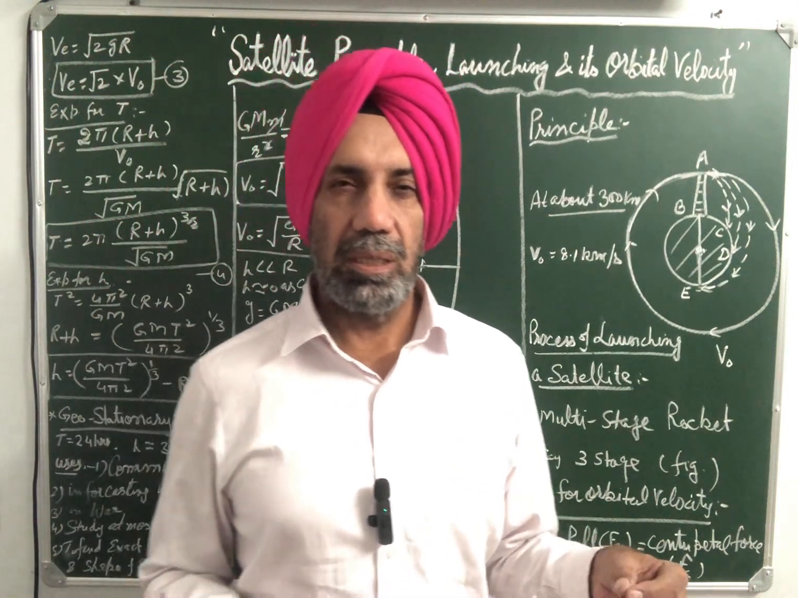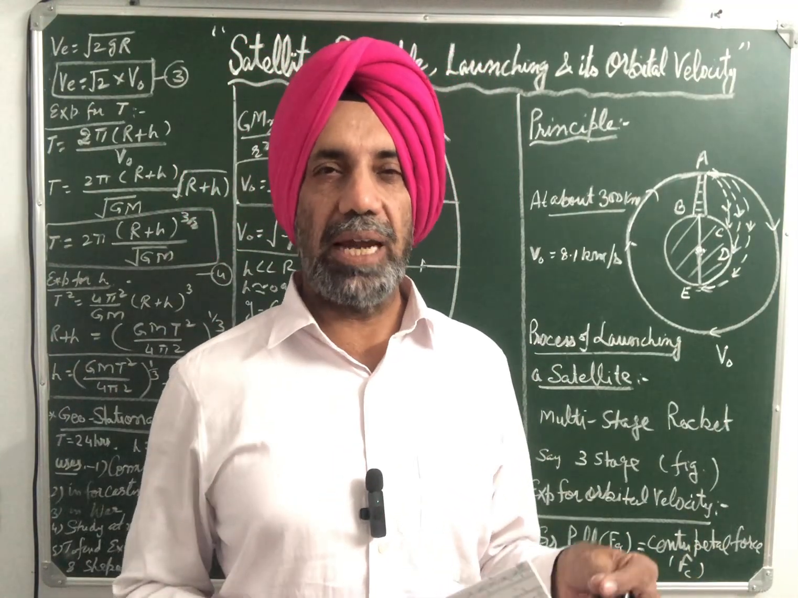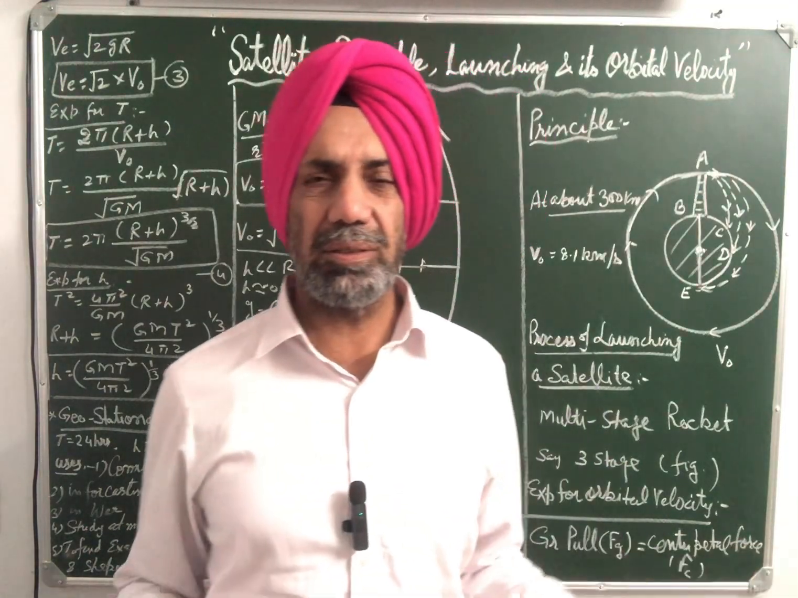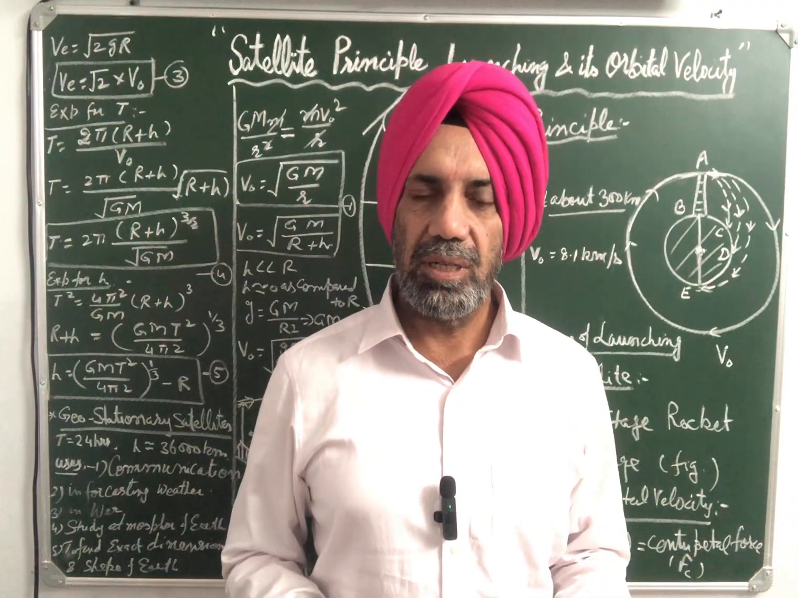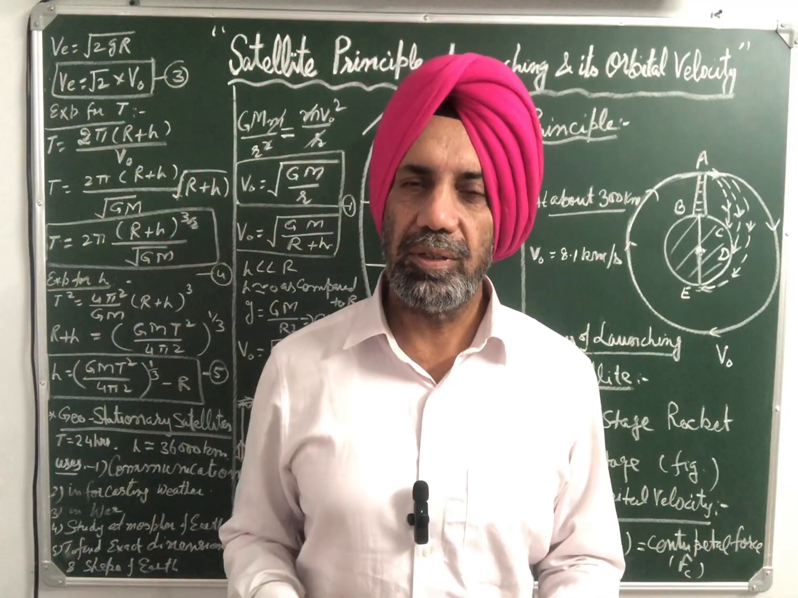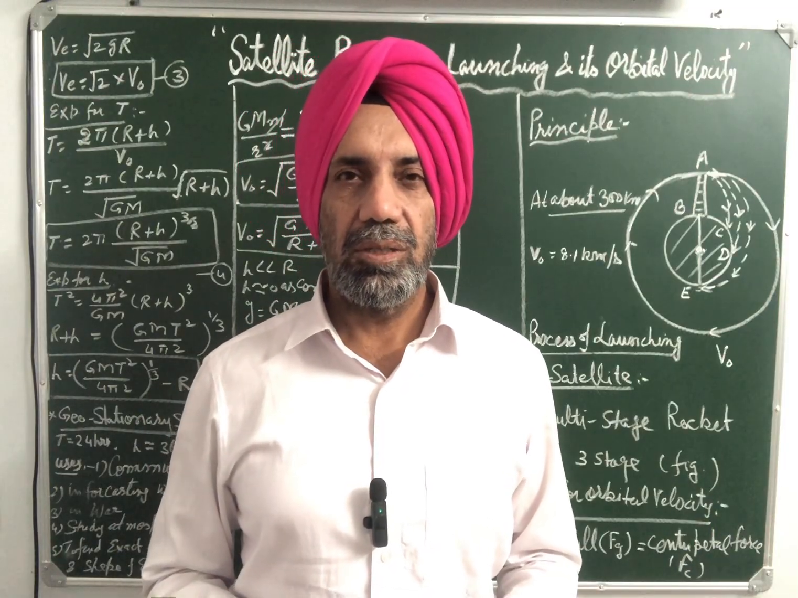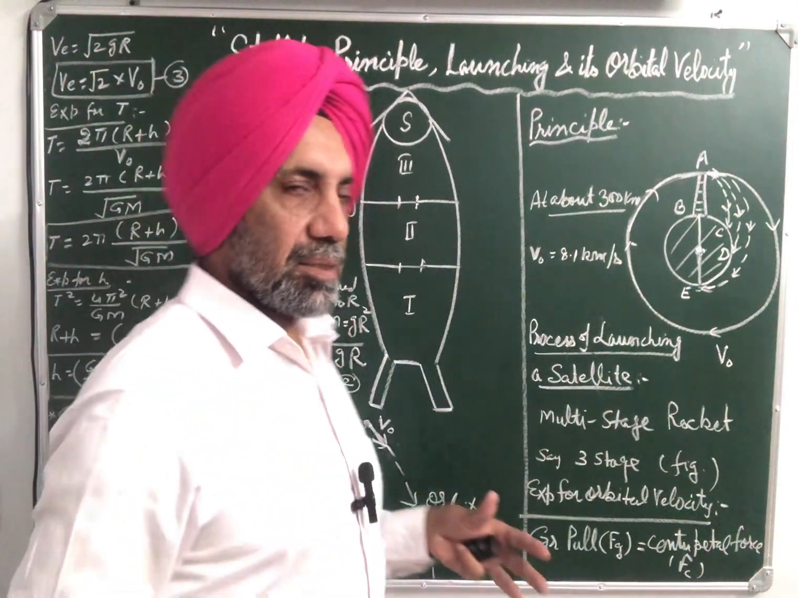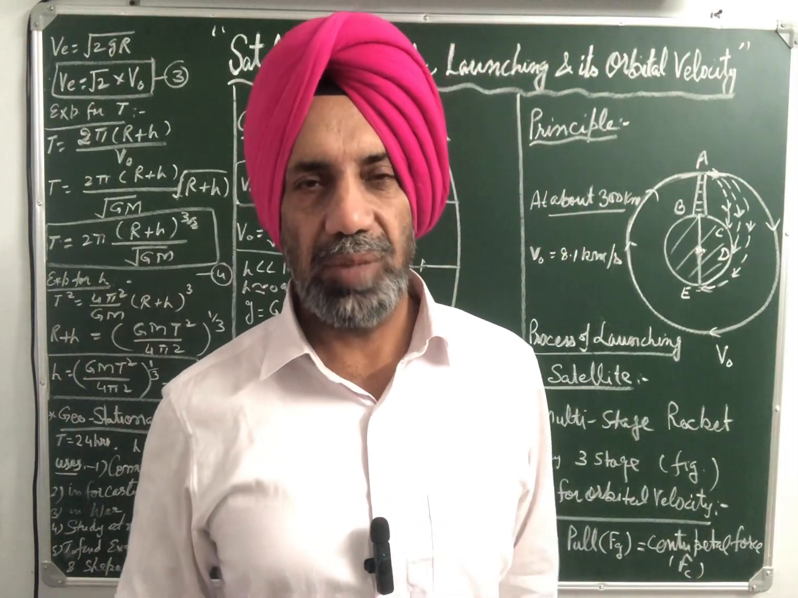The first artificial satellite was launched by Russia, Sputnik 1 in 1957. Aryabhata by India. There are so many satellites. Nowadays, every year we see the launching of new satellites like Chandrayaan. So this is how a satellite is launched, and the expression for orbital velocity of a satellite.